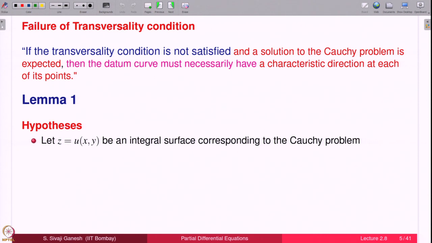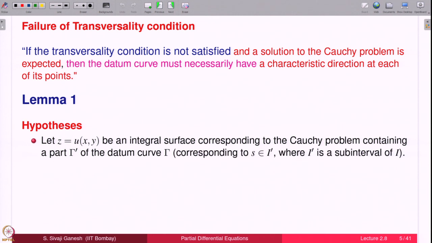Now, we have a result, lemma 1, it is a very simple result. Let z equal to u of x, y be an integral surface corresponding to the Cauchy problem for the quasi-linear equation QL containing a part of the datum curve which is called gamma dash, that corresponds to, you see, gamma corresponds to s belongs to I, gamma dash corresponds to s belongs to I dash, where I dash is a subinterval.